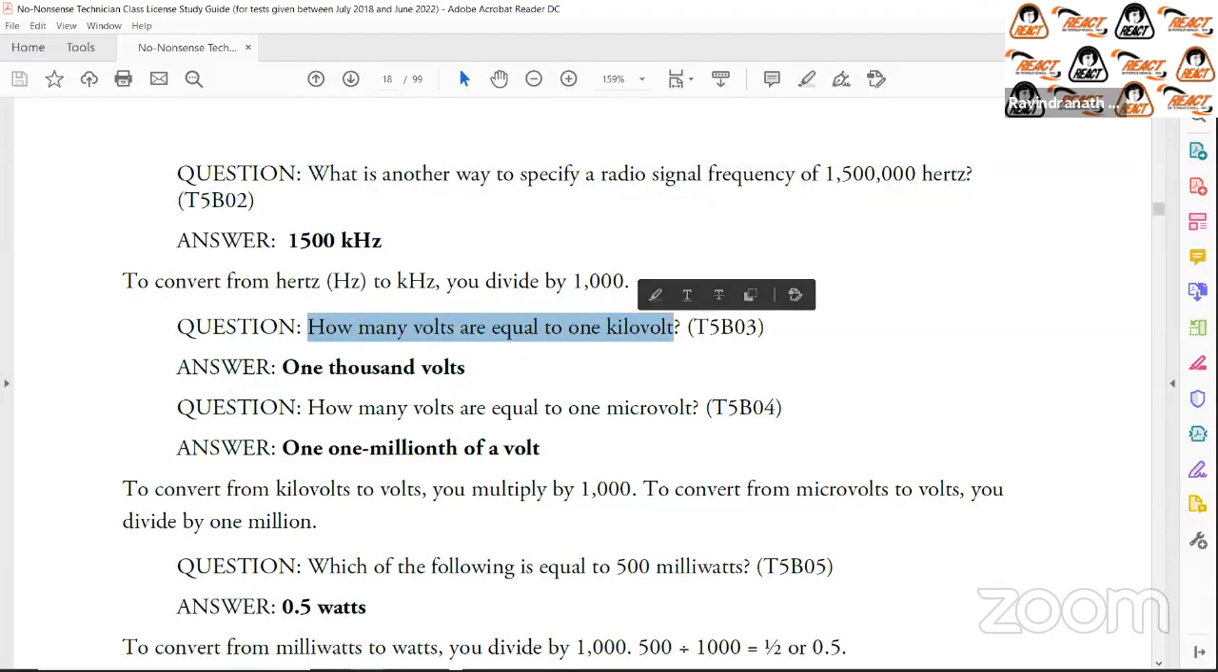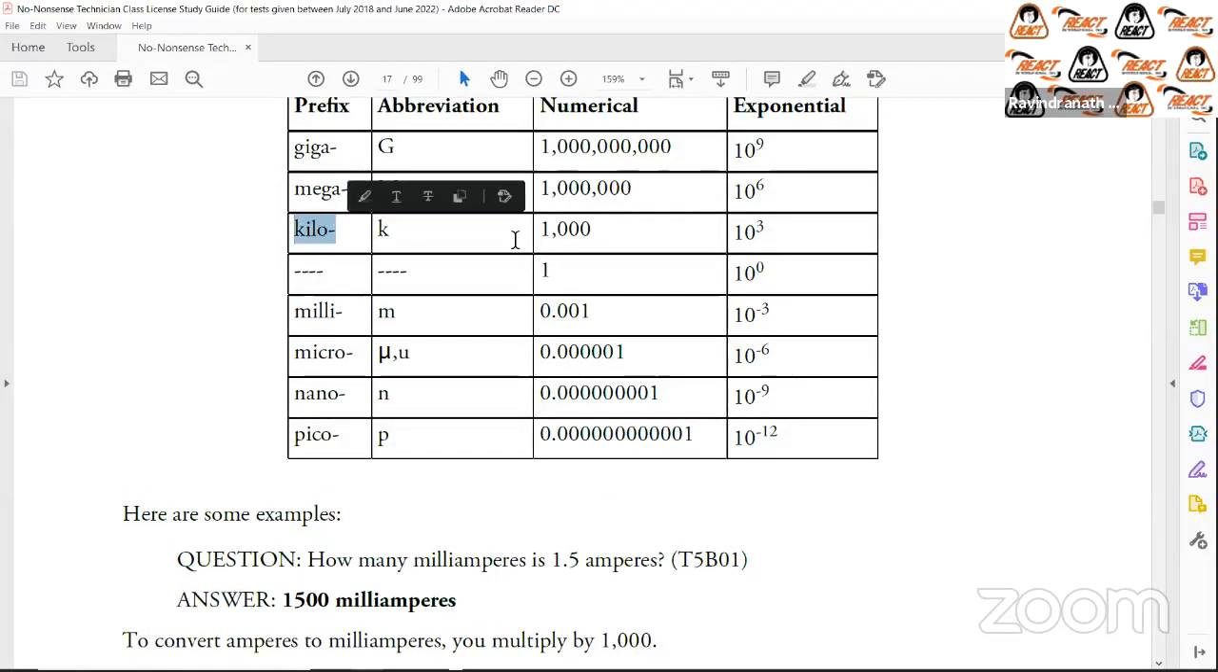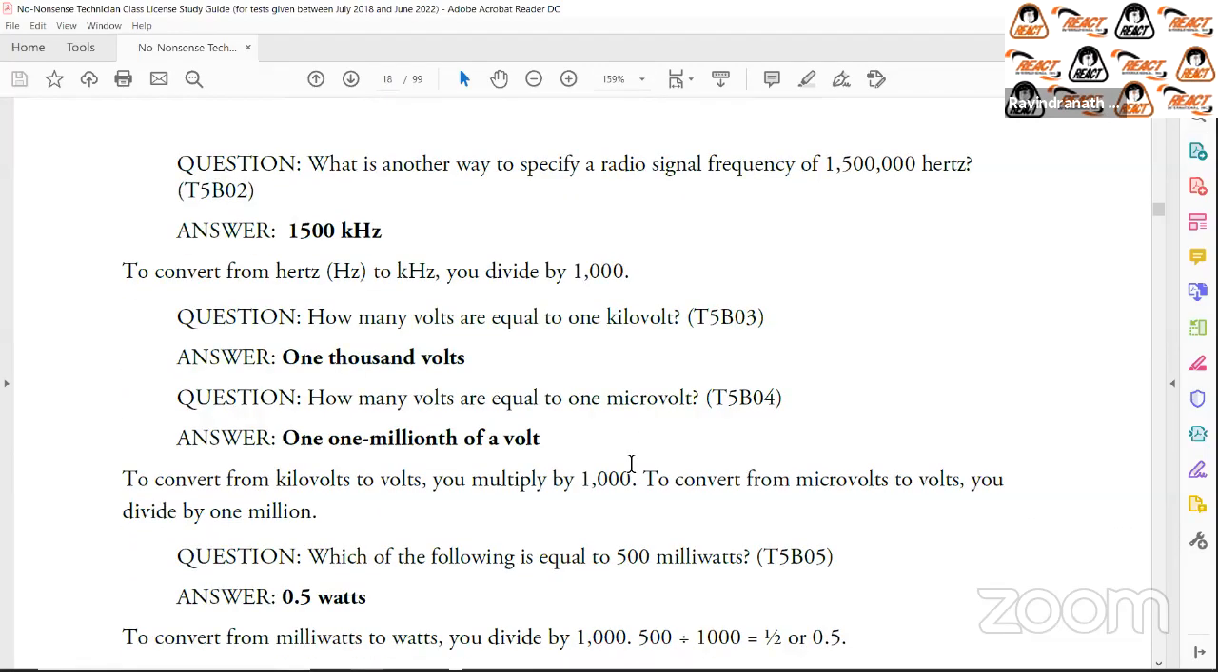Next question. How many volts are equal to 1 kilovolt? Well, we know that a kilo anything is 1,000 of it. Kilo, 1,000. So how many volts are in a kilovolt? Well, kilo being 1,000, we simply say 1,000 volts.